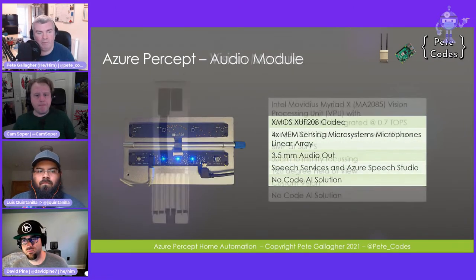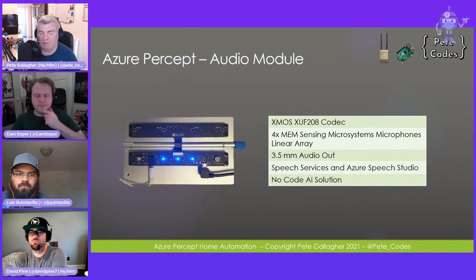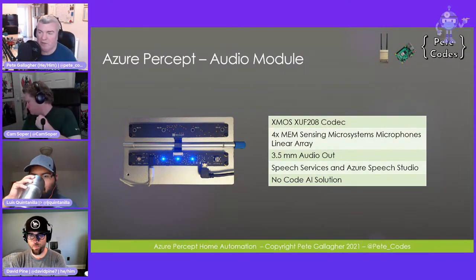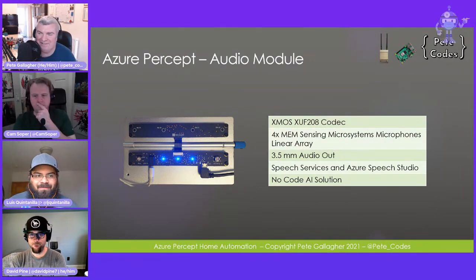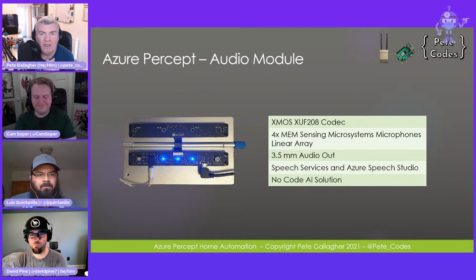Moving on. We spoke briefly about the vision module and the sound module, which is what I'll be using for the demos today. And I've got a few of those. I'm very brave. I tend to like to do live demos of IoT stuff. This has got a microphone array of four microphones, a 3.5mm audio jack, and then a processing unit to feed that information to the carrier board.